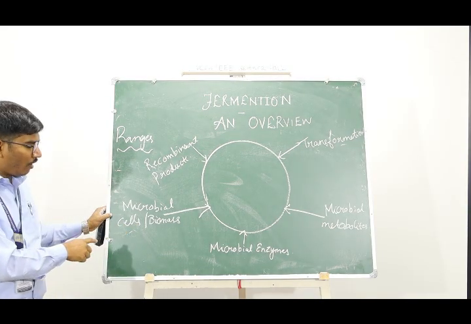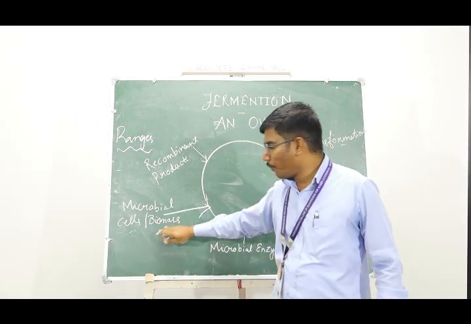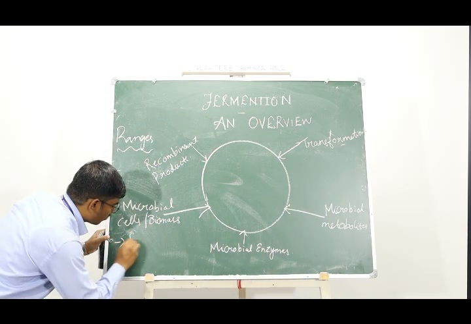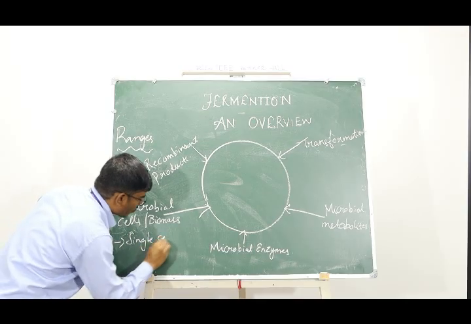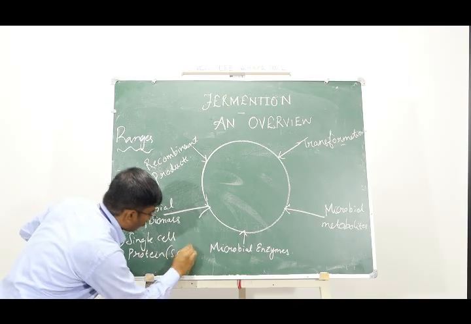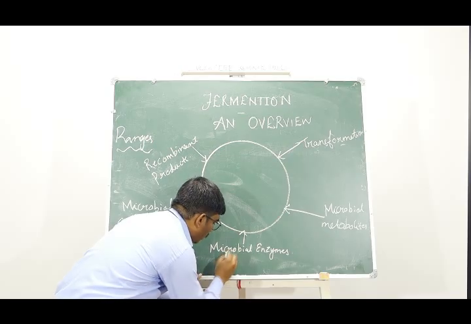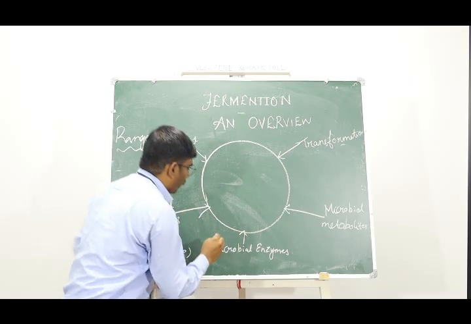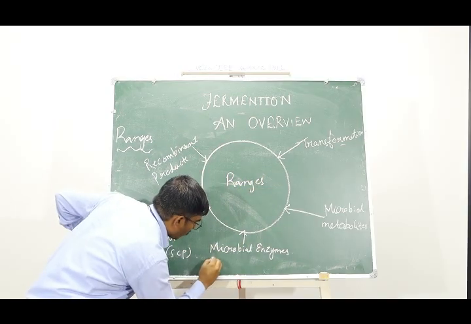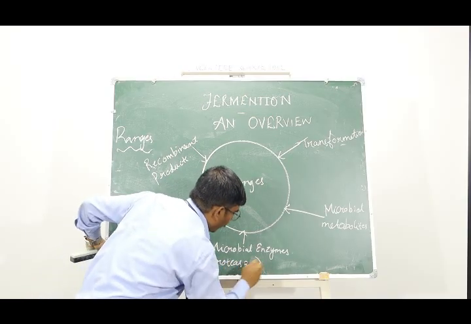Initially we are in need of the microorganism in order to produce the cells, and the kind of product that comes under this category is single cell protein. In short form we can call it SCP. It is a protein, single cell protein. And in case of microbial enzymes, there are various enzymes that fermentation can produce, such as protease and so on.